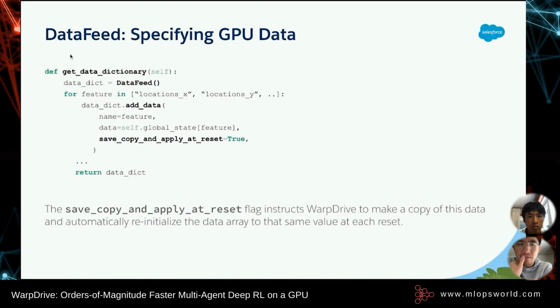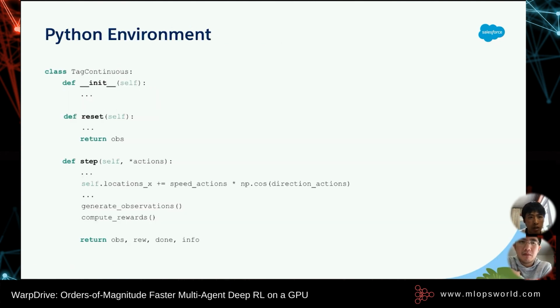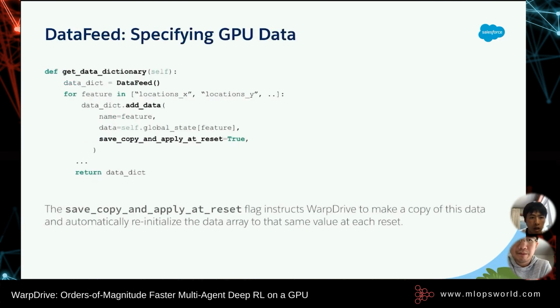So in this data feed class, we have those specifications of the GPU data. Remember that here we have reset and step functions, and here we already define, for example, in terms of NumPy, what those arrays and the data structure look like. In this step, we are specifying, for example, this flag saying save, copy and apply at reset, meaning that WarpDrive will take this instruction to make a copy of this data and automatically reinitialize the data array to the same value at each reset inside of the GPU. And we have some other different flags as well. So in this case, we have this data dictionary defined for WarpDrive to pick up and feed the data from the CPU host to the GPU.